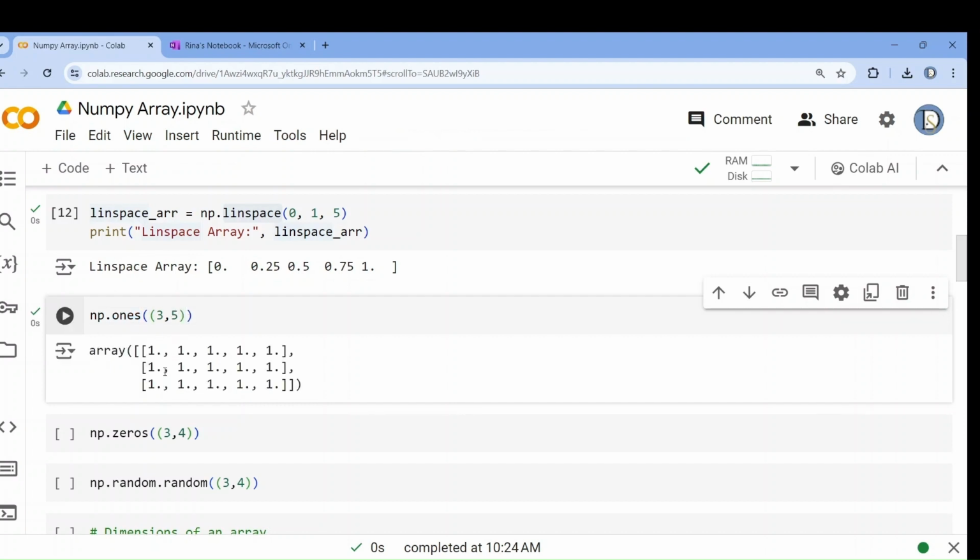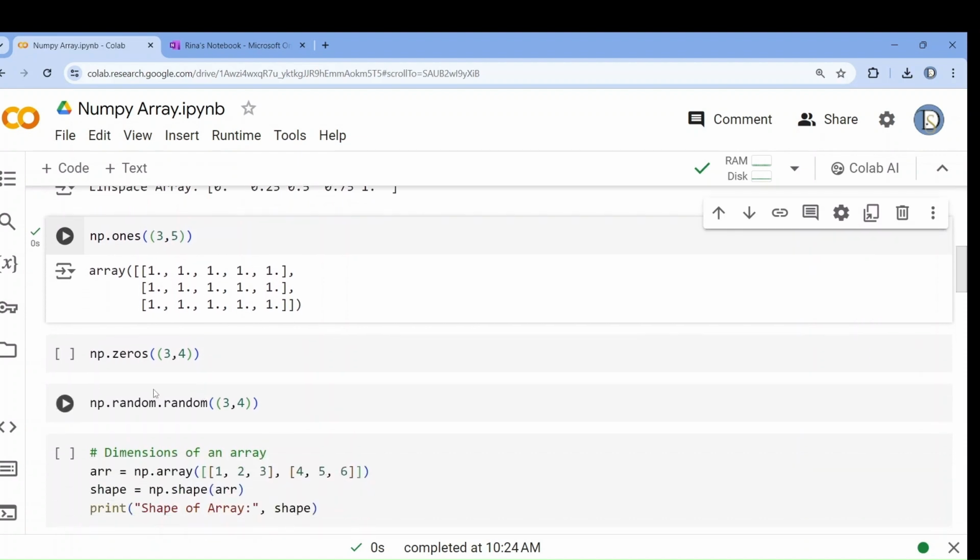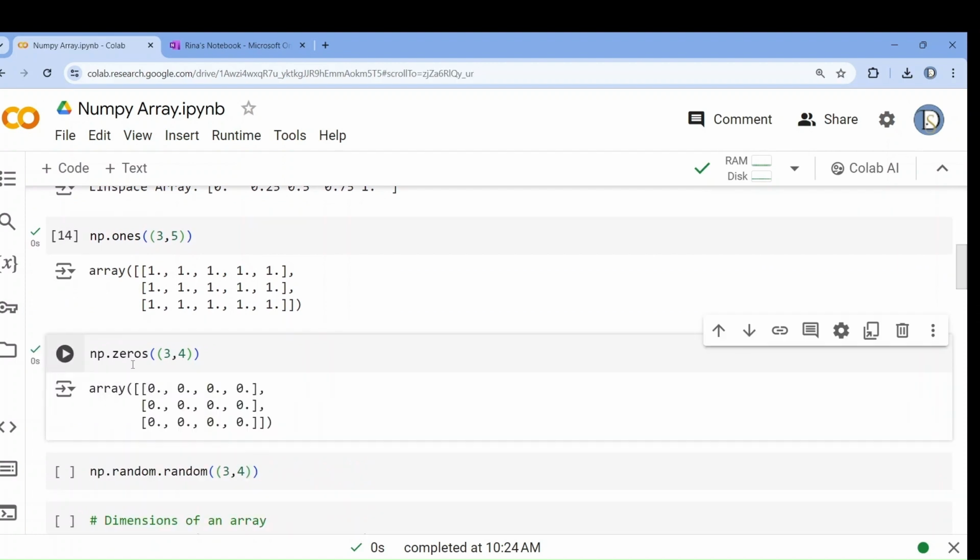Anything. So what will happen? 3 rows, 5 columns. First one is rows, second one is columns. 1 means it will give us the value 1. Similarly, if I want all of them to be zeros, then instead of ones, I have to write zeros. Here you can provide anything.